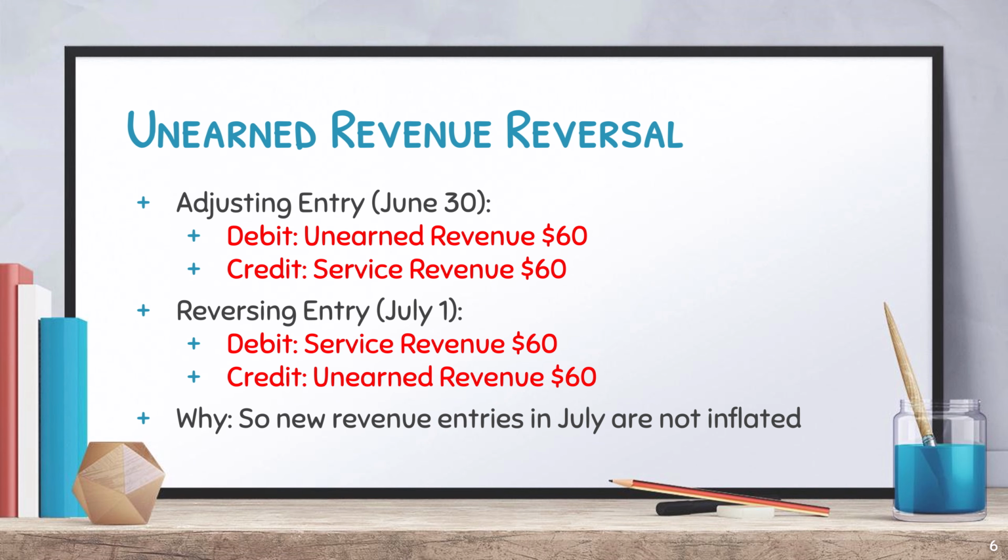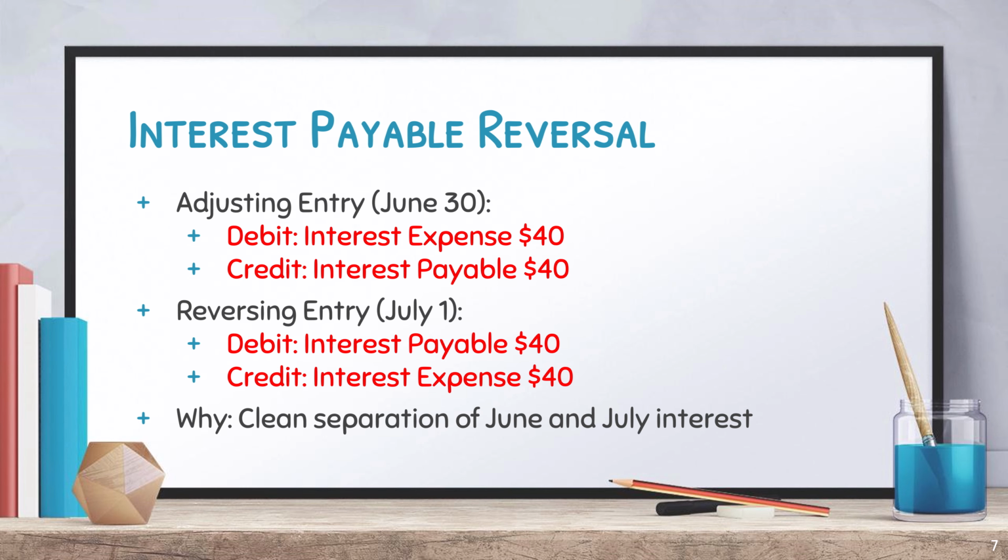Next, we take a look at unearned revenue reversal. A customer prepaid $120 in June for a month-long lemonade subscription. You earned $60 of that by June 30th. To reflect the revenue earned, you adjust your books. On July 1st, you reverse the entry to reset your revenue and liability accounts. That way, you can recognize July's revenue cleanly without confusion or double booking.